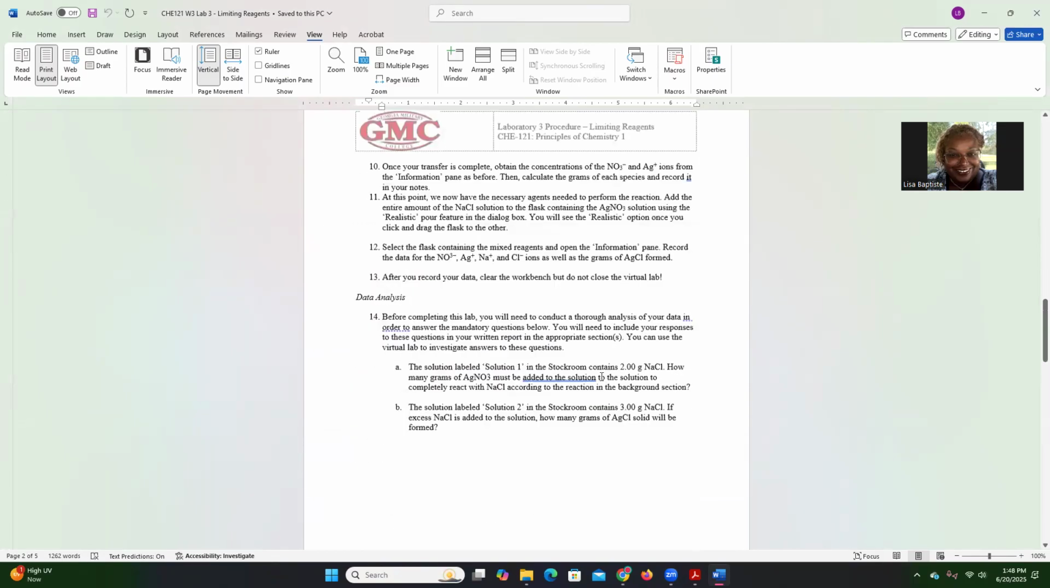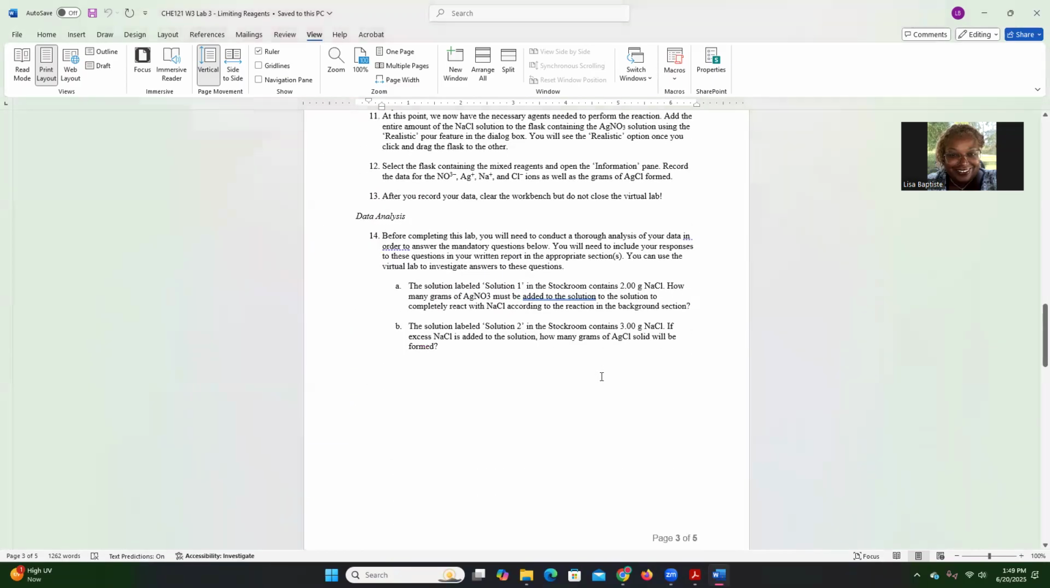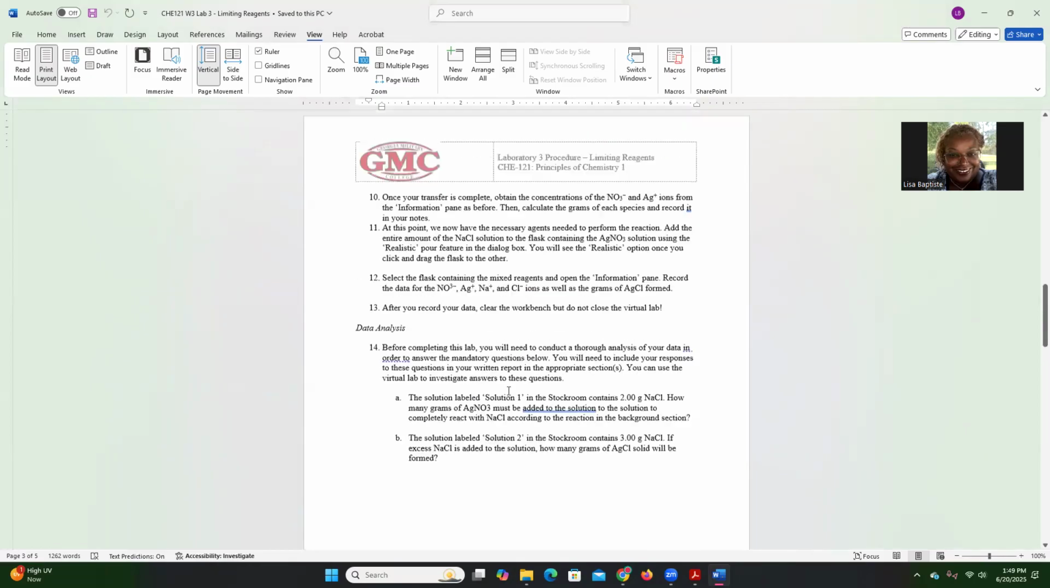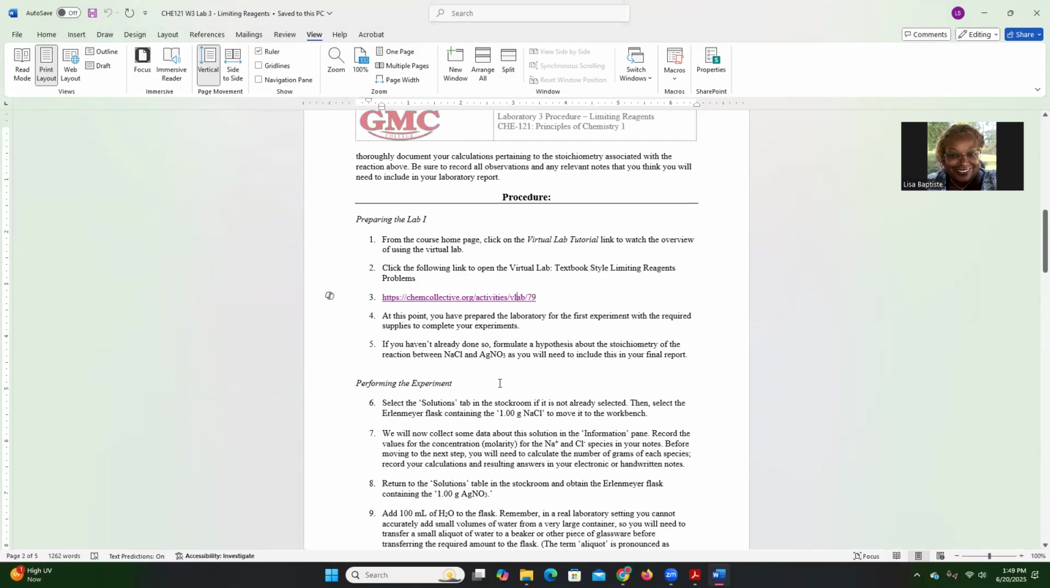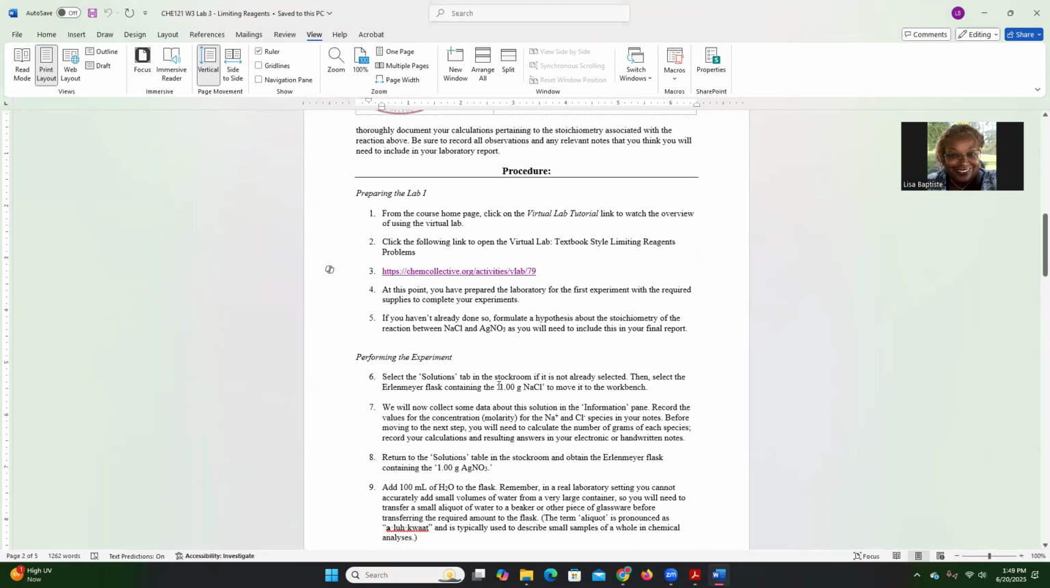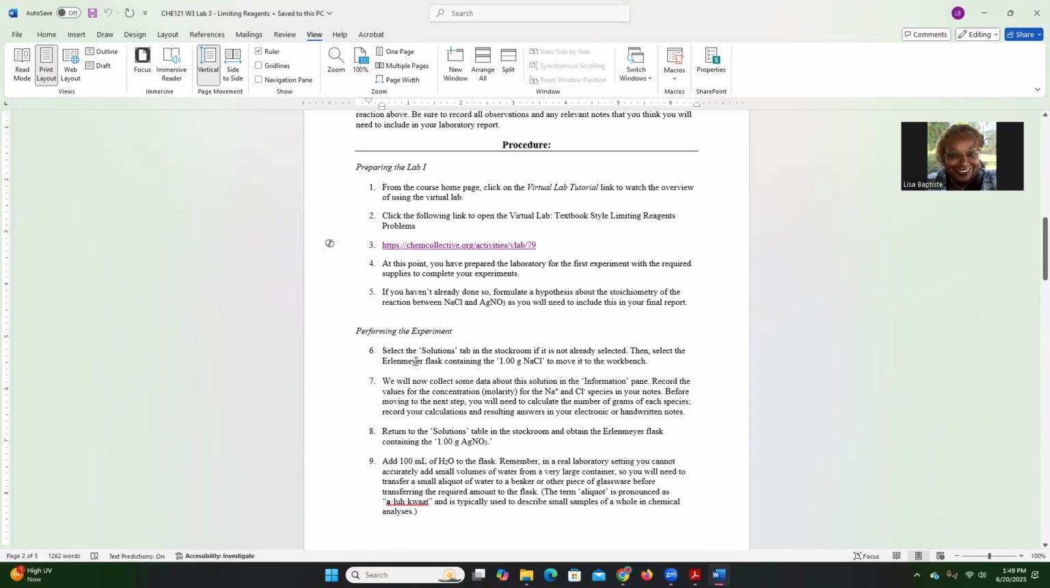And so there are some questions down here that deal with trying to figure out the number of grams that you need and the moles and the conversion. We're going to go over those, but I do want to go through, first of all, the procedure for what you'll be doing for today. So you're going to select the Solutions tab in the stockroom and then select the Erlenmeyer flask containing 1.0 grams of sodium chloride to move it to the workbench.